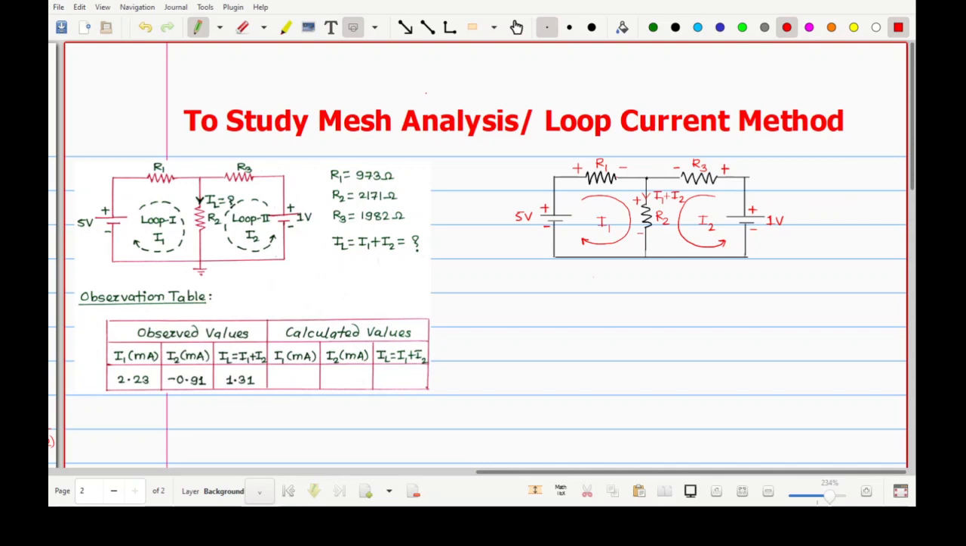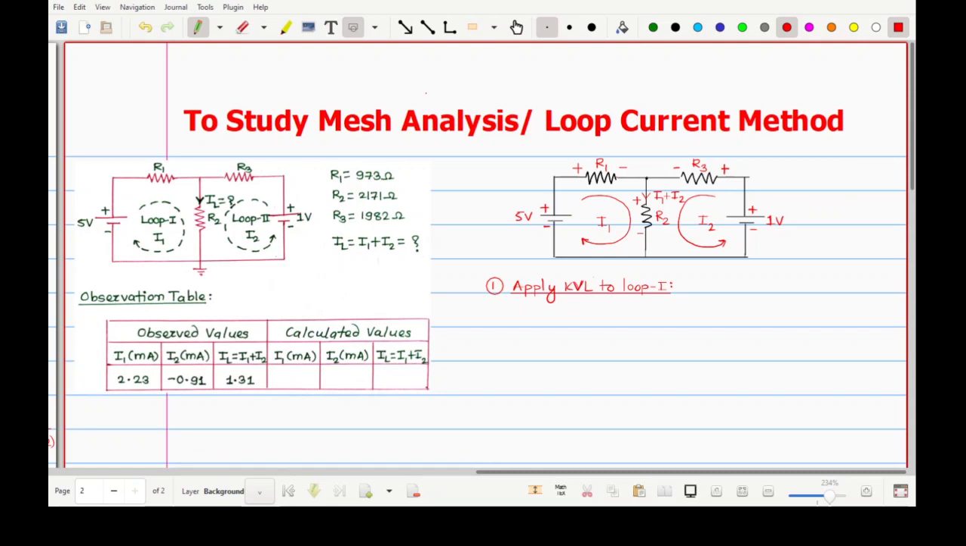Okay, now we have to apply KVL to these individual loops. So one by one we will apply. First of all we will apply KVL to loop 1. So now we are applying KVL to this loop 1. Whatever elements are present in this loop, you have to write them in the form of voltage, because we are applying voltage law, Kirchhoff's voltage law.